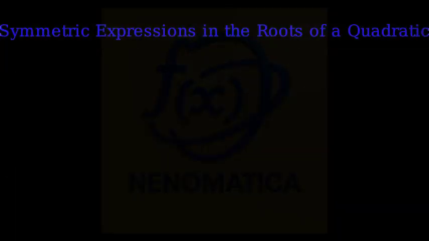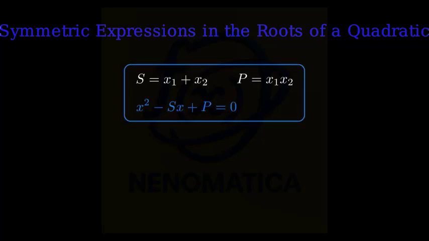In this lesson, we will prove two beautiful symmetric identities that involve the roots of a quadratic. We will work step by step, keeping the algebra visual and intuitive. If a quadratic has real numbers x sub 1 and x sub 2 as its roots, then the sum of the roots is S, and the product of the roots is P. Equivalently, the quadratic can be written as x squared minus Sx plus P equals 0. We will keep these definitions at the top of the screen.